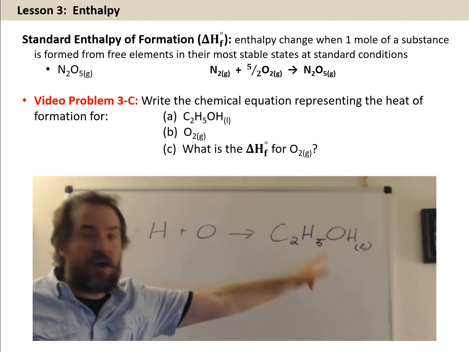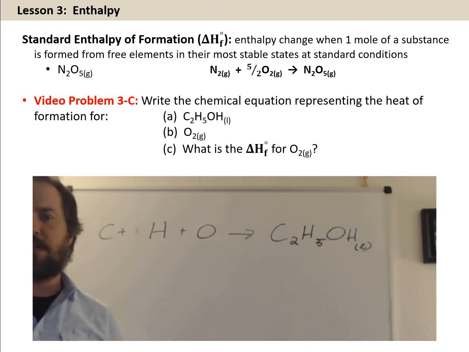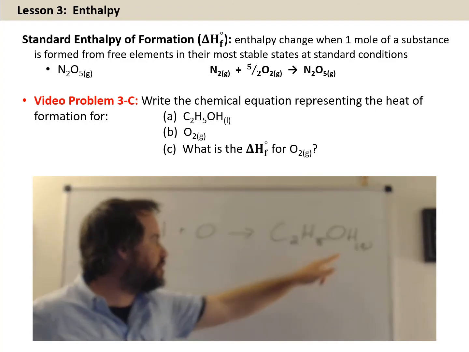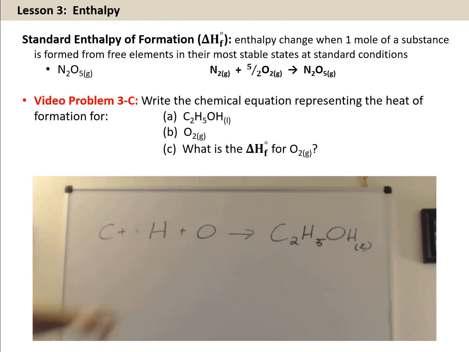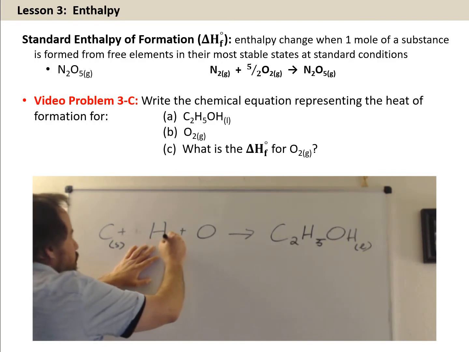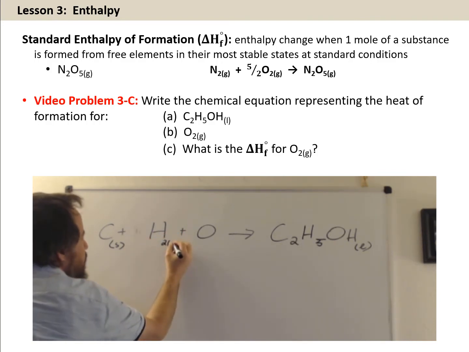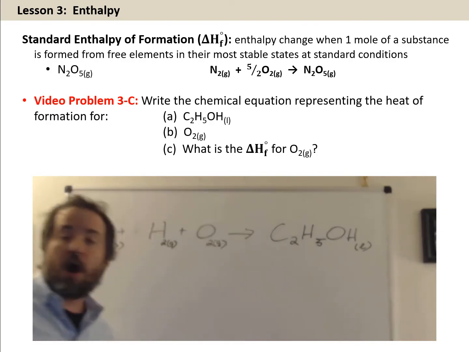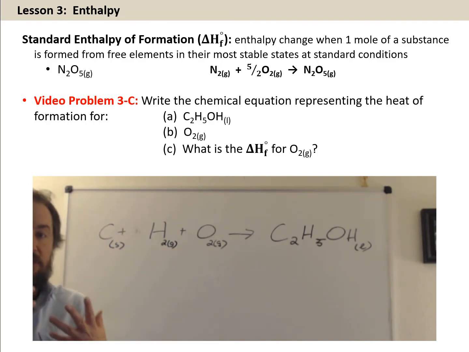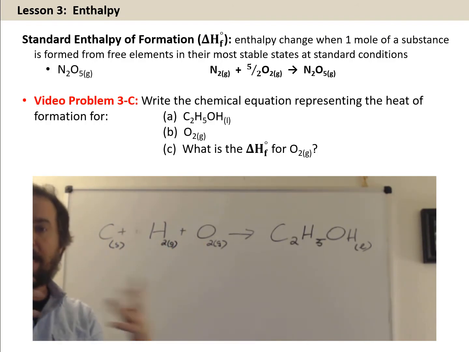Notice that hydrogen's there twice. So do I have another hydrogen? No. Hydrogen here, hydrogen there. It's all coming from hydrogen. Okay, so first I need to figure out, well, carbon in its natural state, that's solid carbon. Hydrogen in its standard state, that's H2 gas. And oxygen in its standard state, that's O2 gas. These are what we need to know. This is just what hydrogen and oxygen are in nature.